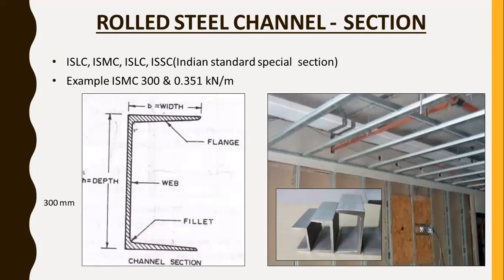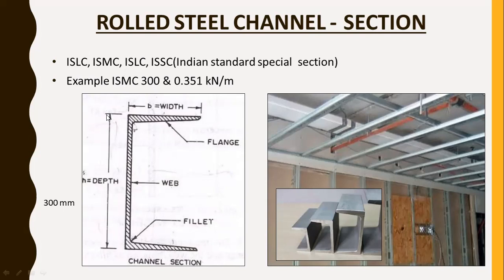Now, the rolled steel channel section. I will tell you about the channel section. Channel sections means the section in a C shape, right? So there are ISLC, ISMC, ISLC, ISSC, which is Indian Standard special sections, right? For example, if the given data is ISMC 300 and 0.351 kilonewton per meter, here 300 means it's the depth.